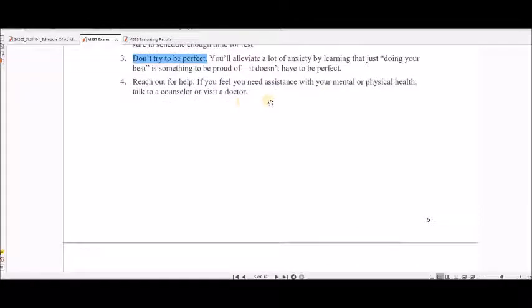Reach out for help. There's a lot of assistance for mental, physical, emotional, spiritual help. You can contact your school counselor. You can go visit a doctor. I don't necessarily want you to be taking medication, but it is a viable alternative. Sometimes it's necessary, and I do believe in it, but I would tell you that should be last ditch.